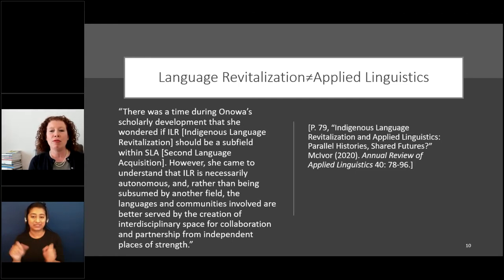And I'm drawing here from a paper that Onowa McIvor recently wrote on Indigenous language revitalization and applied linguistics as part of a keynote she did, talking about a time during her scholarly development when she wondered if Indigenous language revitalization should be a subfield within SLA, second language acquisition. But she came to understand that ILR is necessarily autonomous, and rather than being subsumed by another field, the languages and communities involved are better served by the creation of interdisciplinary space for collaboration and partnership from independent places of strength. And she writes that as an Indigenous scholar.